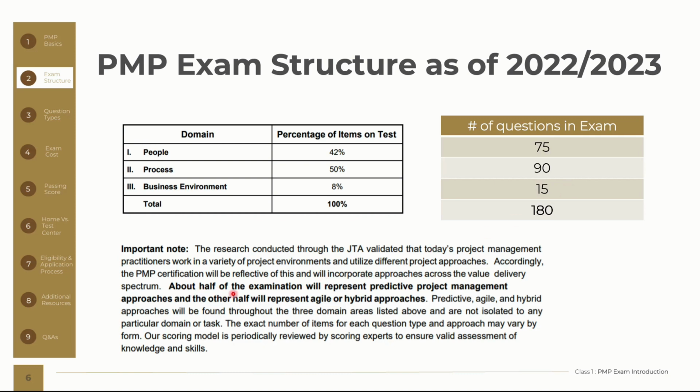Now, if you read the sentence that has been highlighted here, about half of the examination will represent predictive project management and the other half will represent agile or hybrid approaches. So as of 2022 and 2023, the questions of the PMP exam will be 50-50 across predictive project management and hybrid or agile project management. You need to give equal importance and equal focus to understanding both of these project management methodologies when you are preparing for your PMP exam.